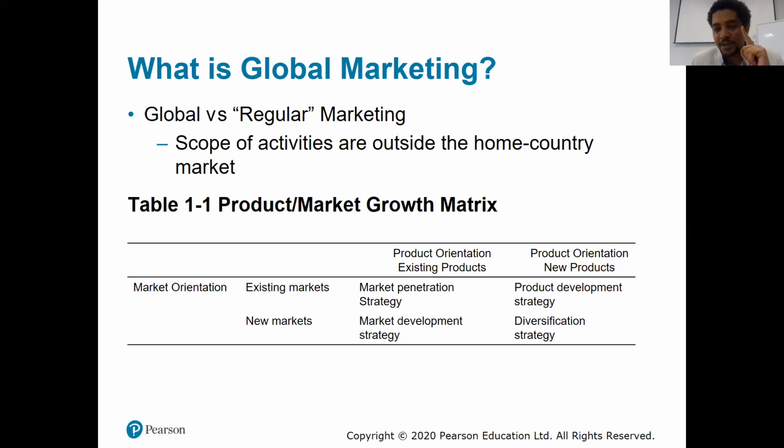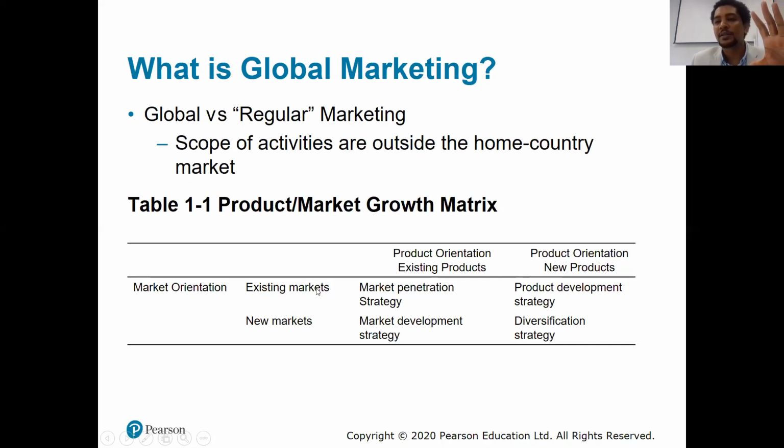And the difference in this matrix is, look here. For example, we have existing markets and existing products. So take these 4: existing market, new market, existing product, new product. This is how we create the matrix. When we use the existing market to sell existing products, that is called market penetration strategy. Okay? When we use the existing market to sell new products, then it is called product development strategy.